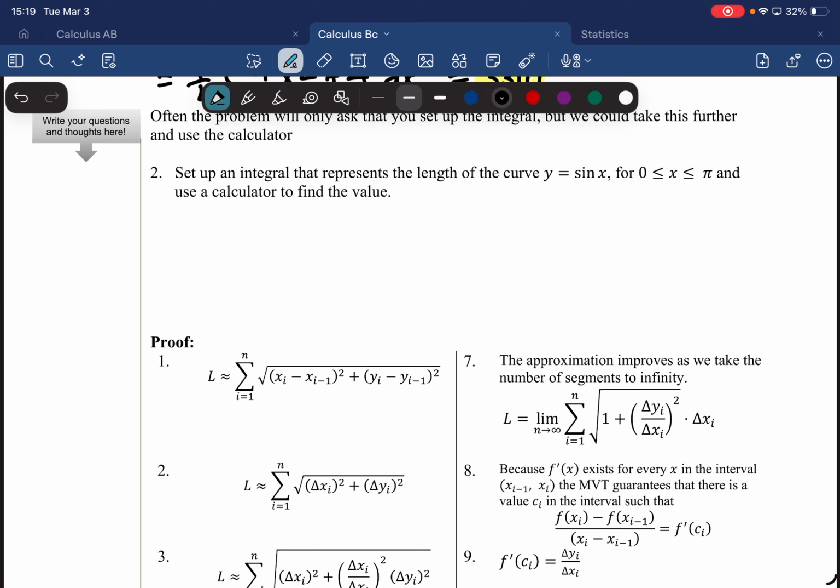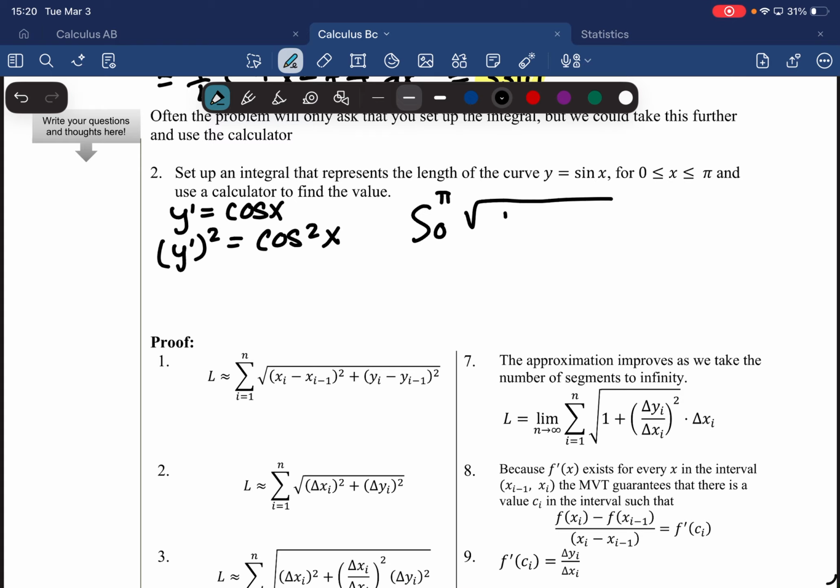So the first thing we need to do is take the derivative. So what is the derivative of sine of x? Cosine of x. And then we have to square our derivative. So what's the square of cosine of x? Cosine squared x. Then we plug it into our integral. So the integral from 0 to pi, square root of 1 plus our derivative squared, which is cosine squared x, dx.